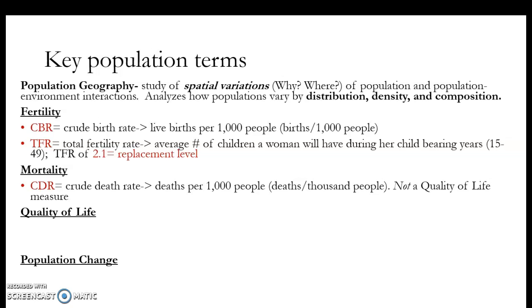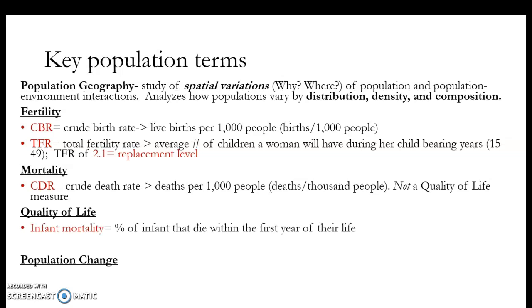Now, it's important to note, as we talk about different population characteristics, that a crude death rate is not a quality of life measure. Countries with a high elderly population that we'll find in places like Western Europe and Japan, they're going to have a high CDR as people reach the end of their life. A large segment of that population is reaching older age. So it's important to note, again, that crude death rate is not a quality of life measure.